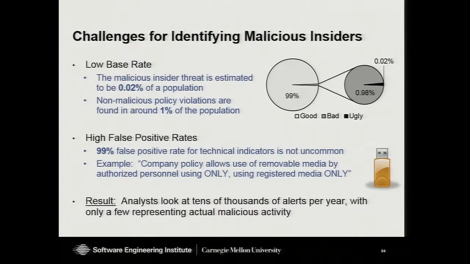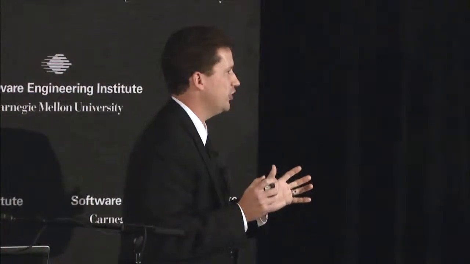0.02% is the estimate within a population of the really, really bad, the ugly, the people that are going to harm the organization. So that's very hard to find to begin with, but you have people that don't mean to be bad but are still breaking the rules and doing bad things. An example would be a policy that allows removable media but only by trained people and only if it's something that the company owns. And that type of policy alone would find a tremendously high false positive rate, and does in the field.